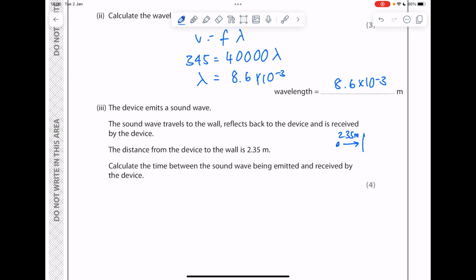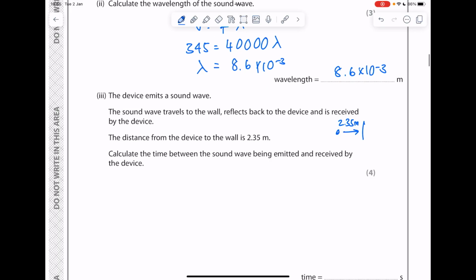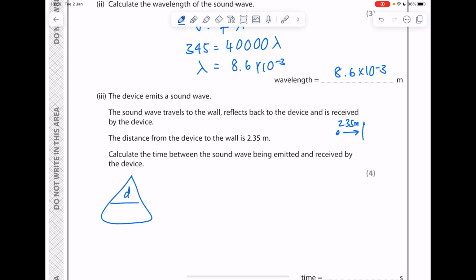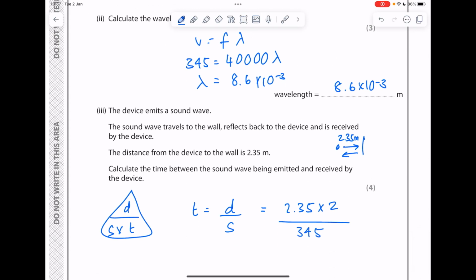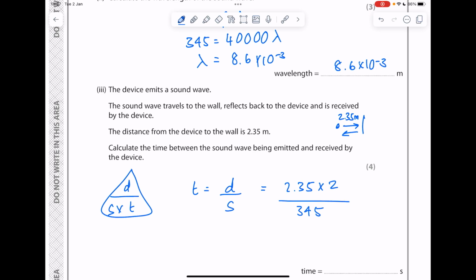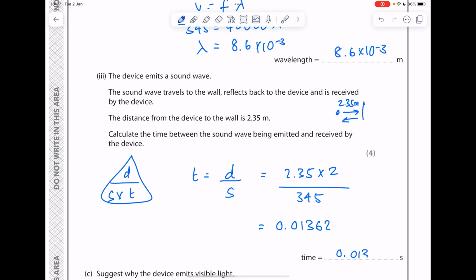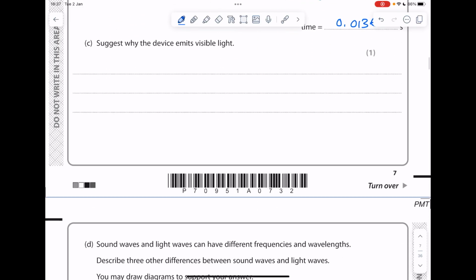Calculate the time between the sound wave being emitted and received by the device. So this is the formula triangle. So time equals distance divided by speed. Remember that distance, it has to go to the wall and back again. So it's 2 lots of 2.35 meters. We know that the speed is 345. So our final answer, I think it's not very much working for 4 marks, but is this. I'm finding that a bit disconcerting personally. Let's go to 3 significant figures. Suggest why the device emits visible light so that the person can see what they are measuring.